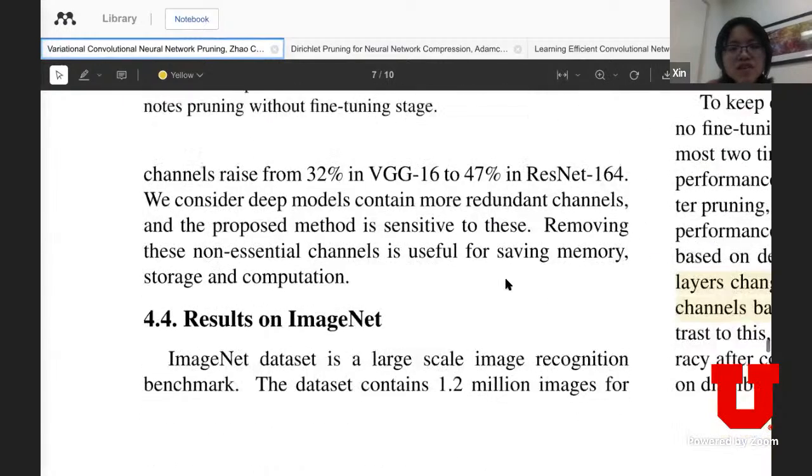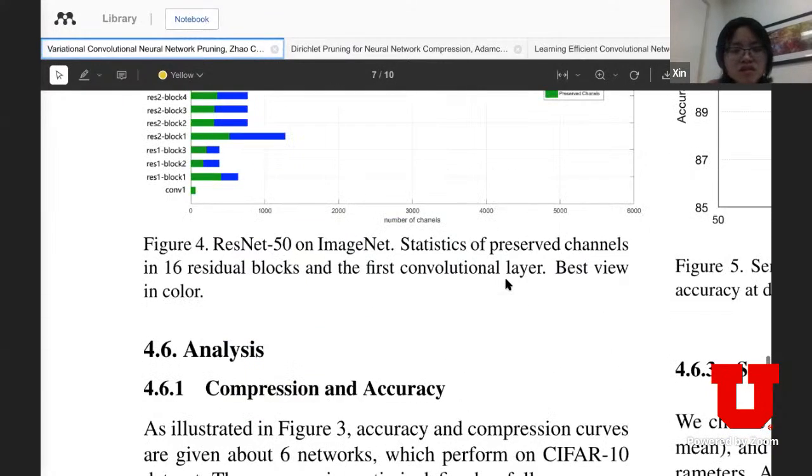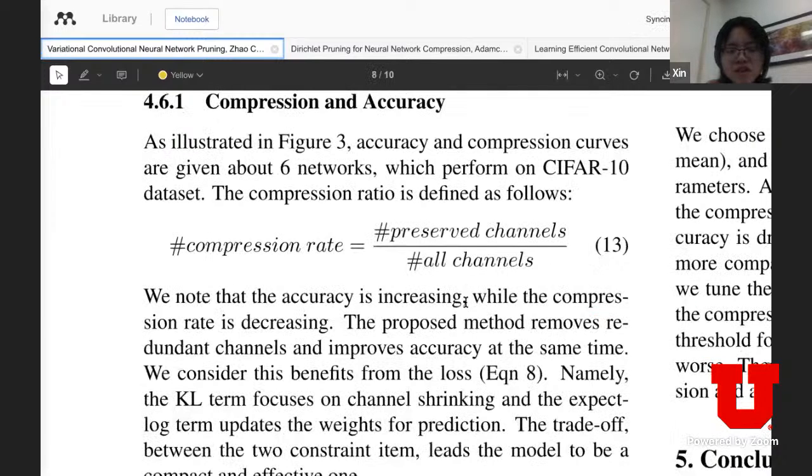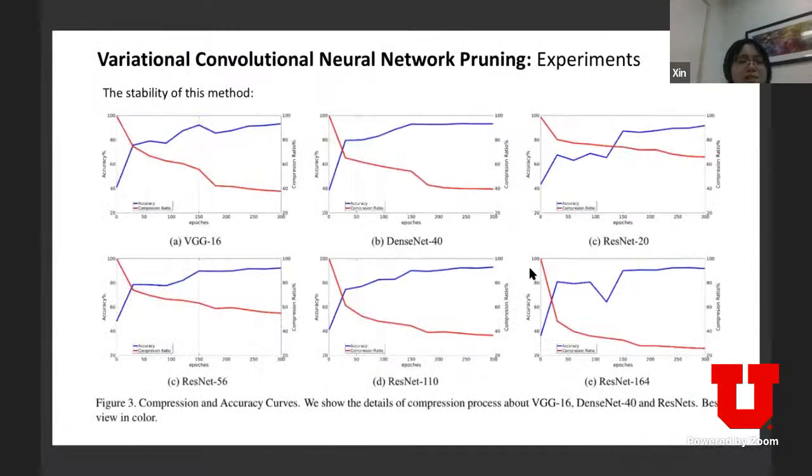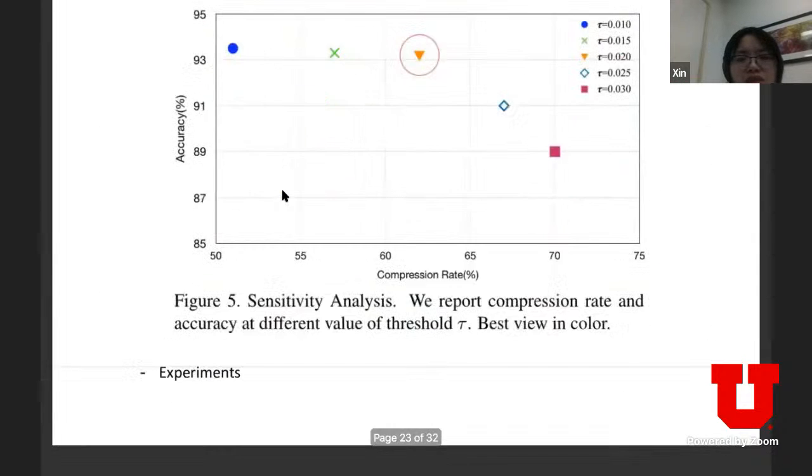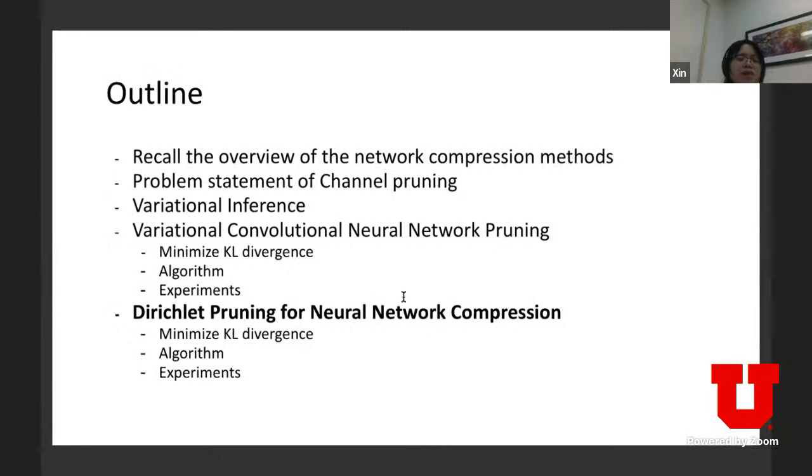All right. So compression, oh okay, it's the reserve. Then it makes sense. I was thinking about the sparsity. Yes. So at the beginning, all the channels are preserved, and finally the sparsity will become larger. Okay, there is no problem. So we can go to the Dirichlet pruning.